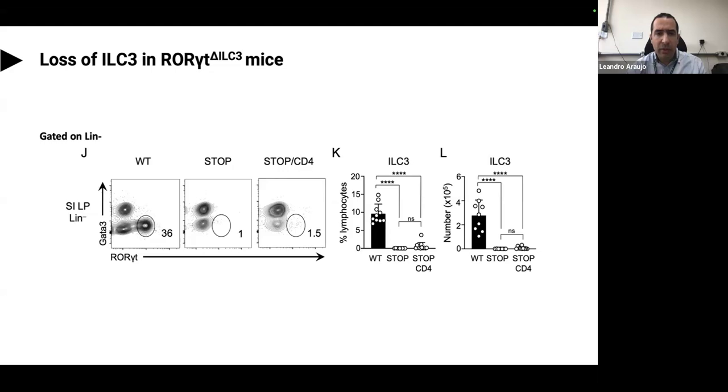So next, the most important, we want to know if these mice are really ILC3 depleted. We call these mice delta ILC3 after we confirm that. As you can appreciate here, we gated in the lineage negative gate, with the strategy I showed you before, and we look at GATA3 and RORγt expression. They didn't have ILC3s, in frequency and in numbers, showing that these mice are really ILC3 depleted.